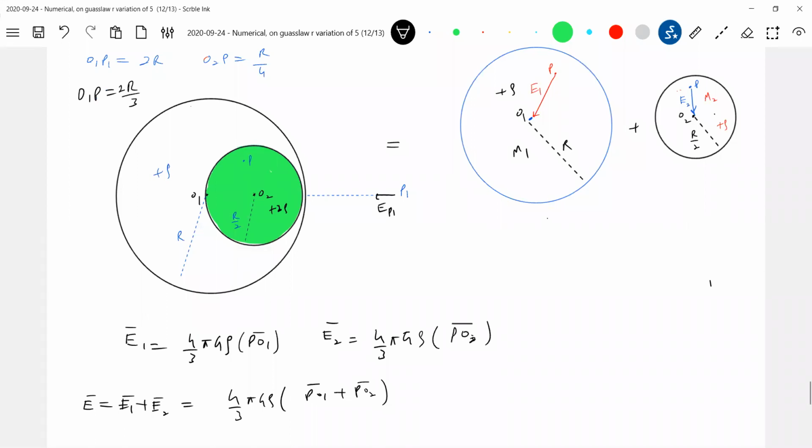But we have to substitute with vector diagram. Vector sign, not just magnitude here. So the resultant vector, this is E1 bar, this is something E2 bar. The resultant vector will come somewhere here like this. Fine. So these are the types of numerical.